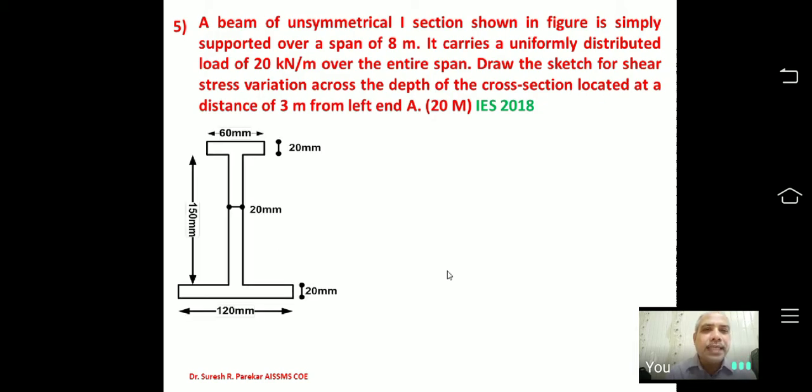Now this I section is given. Top flange is 60 by 20. Bottom flange is 120 by 20. Web is 150 by 20. So these dimensions are given, and draw the sketch for shear stress variation across the depth of the cross section located at a distance 3 meter from the left end. Now what is given? The I section is simply supported over a span of 8 meter. It carries a UDL of 20 kilonewton per meter over the entire span.